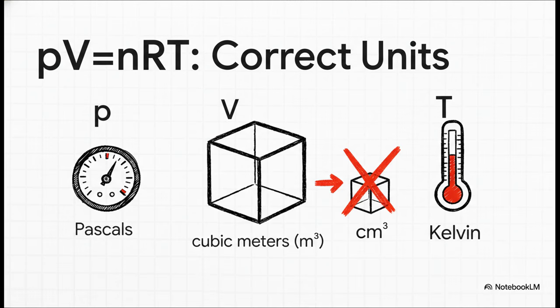You have to convert everything to the standard SI units before you even touch your calculator. Pressure has to be in pascals, temperature must be in Kelvin, and here's the big one, the trap they always set. Volume has to be in cubic meters. They love giving it to you in centimeters cubed, so just burn this into your brain. Multiply by 10 to the minus 6 to convert. Don't let them catch you with this one.